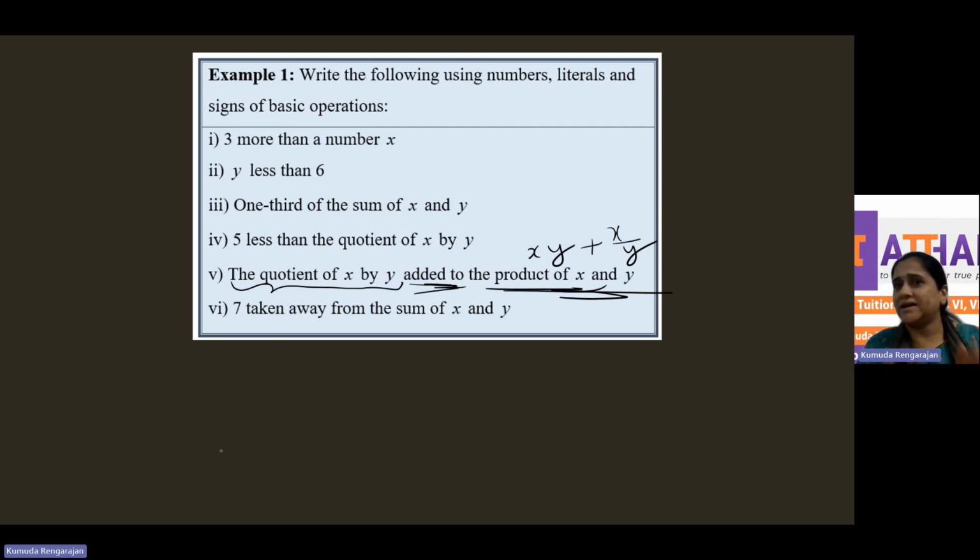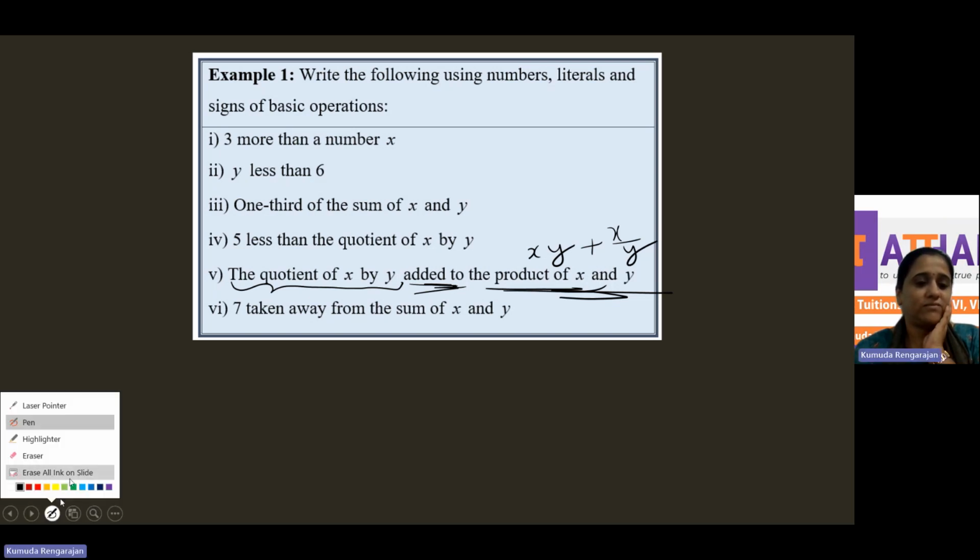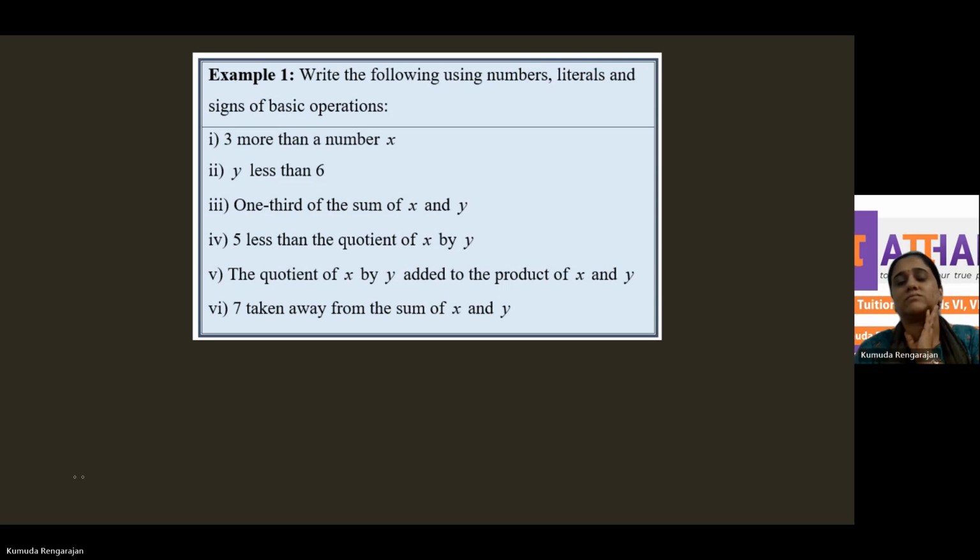Added to. So remember this. Added to means after the 2 there is something. That one you should write first. Then plus xy. Am I clear, children? Yeah.